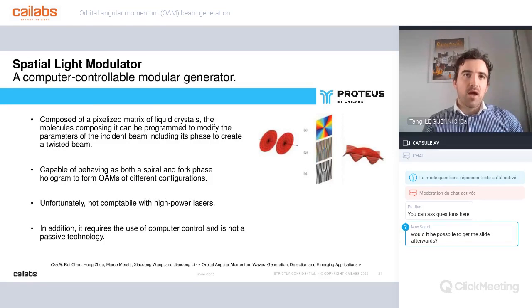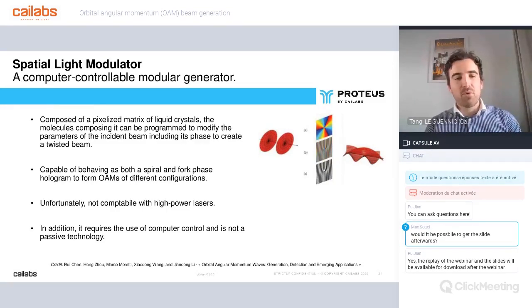Spatial light modulators now, composed of a pixelated matrix of liquid crystals. The molecules composing it can be programmed to modify the parameters of the incident beam, including its phase, to create a twisted beam. The spatial light modulator can have the behavior of both a spiral and a fork phase hologram to form OAMs with different configurations. Unfortunately, this type of optical element, because of its structure, is not compatible with high-power lasers. And in addition, as you need a computer to control it, it's not a passive component.